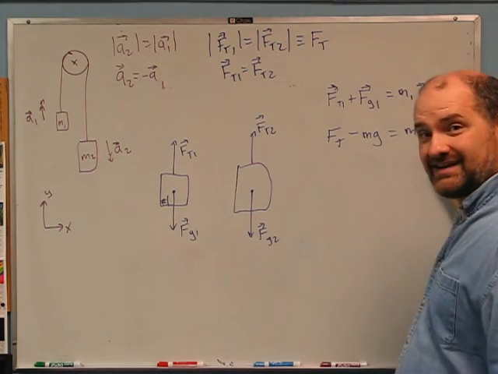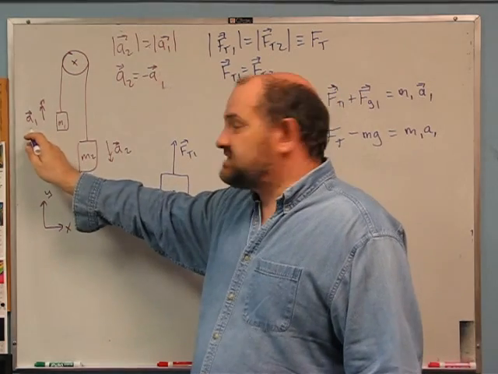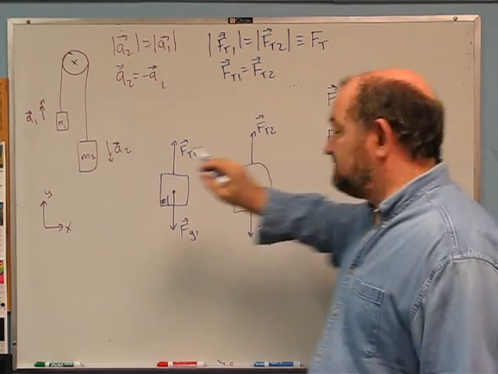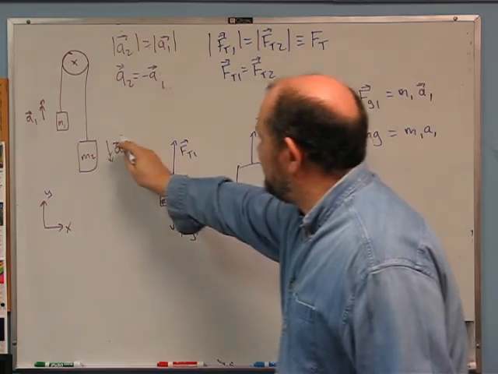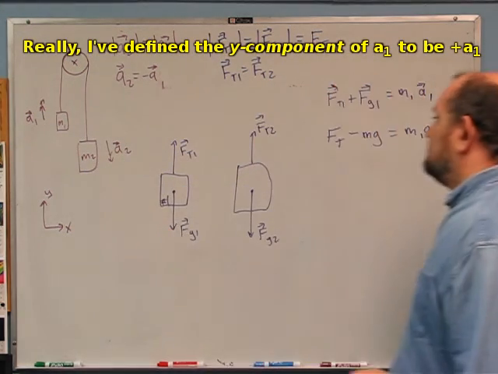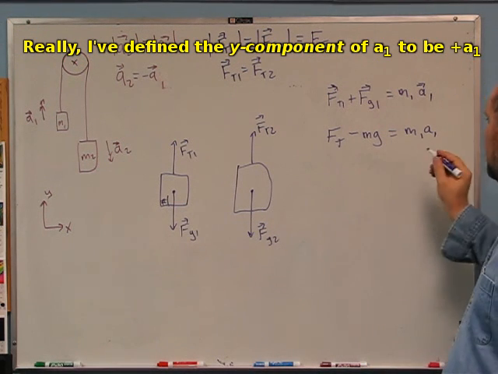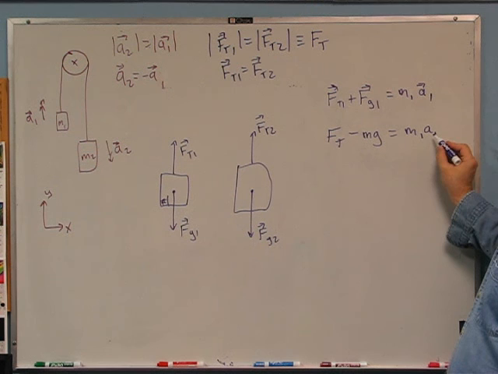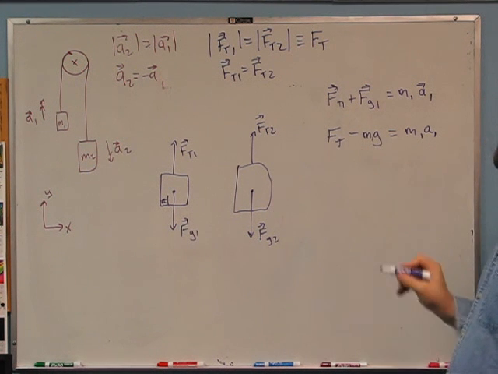Were I to calculate a negative A1, that would mean I drew it in the wrong direction. But as it is, I have defined A1 to be in the positive y direction. I have defined A2, well, all right. I'll just say it like this for now, and when I get to A2, I'll clarify what I was talking about. Well, that's good. I want A1. This should have been M1G. Unfortunately, I don't know FT.